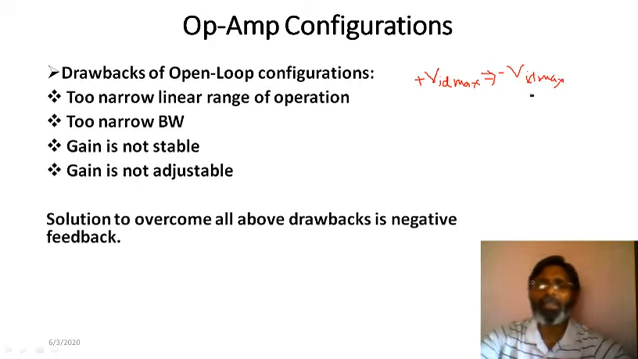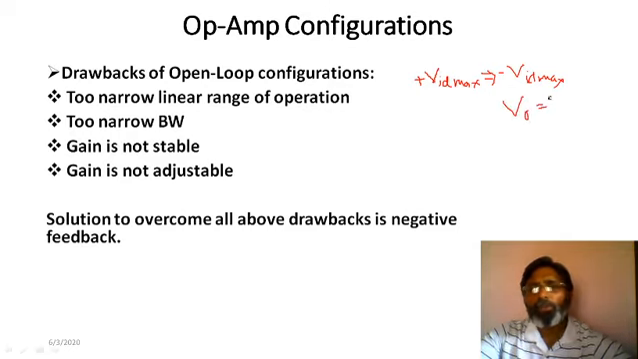Okay, this is the linear range of operation. Beyond this, the op-amp goes into the non-linear range of operation. Now, what is the value of VID plus max and minus max in open loop configuration? That we will see. For example, you know that VO is equal to A into VID.